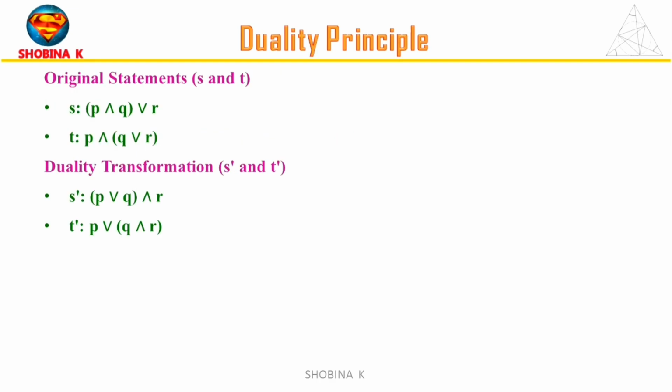Take for example, we start with two statements, S and T. These statements are constructed using logical AND and logical OR. To find the dual statements of S and T, you interchange the logical AND and logical OR operators and negate the variables. This process is called duality transformation. In this example, S and T are the original statements. S dash and T dash are the dual statements of S and T respectively. So if S and T are equivalent statements, their duals S dash and T dash will also be equivalent. And so far we have seen the basics of propositional logic.